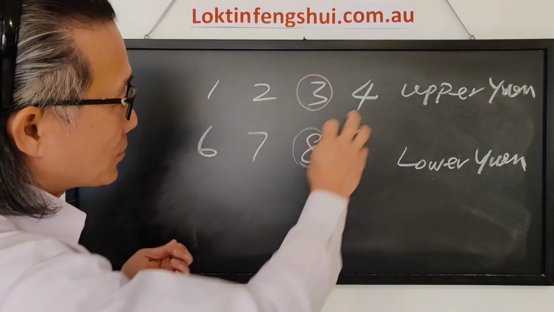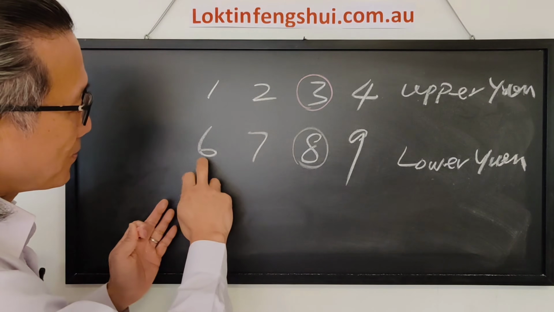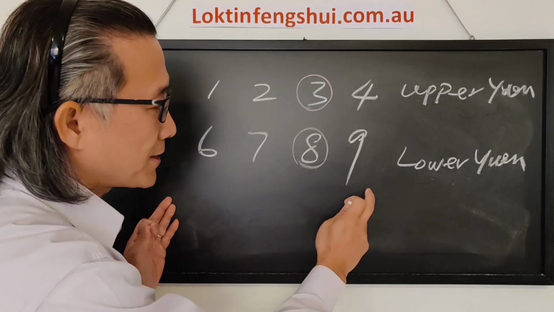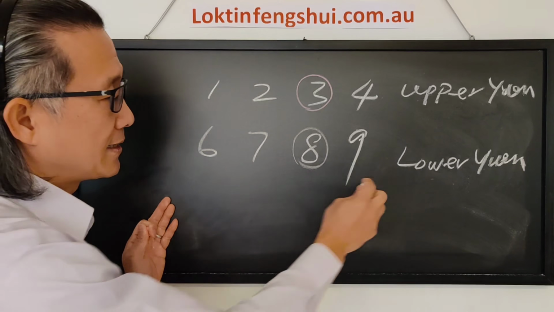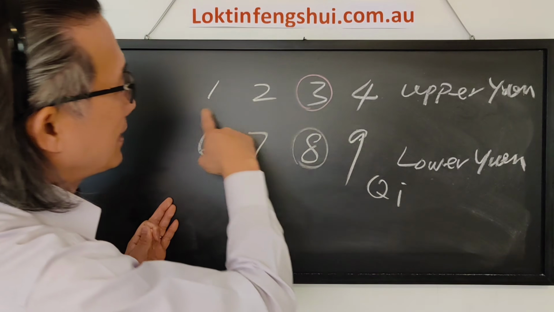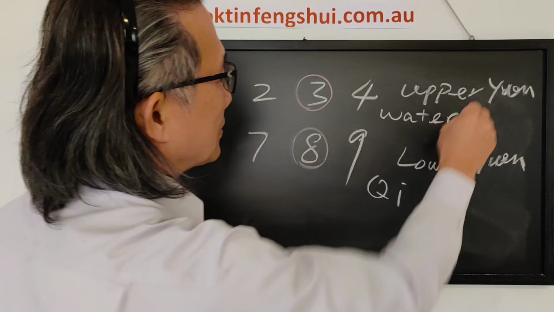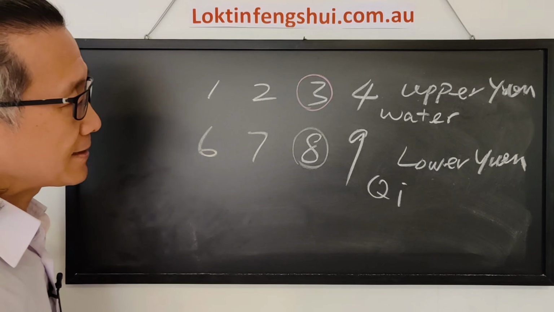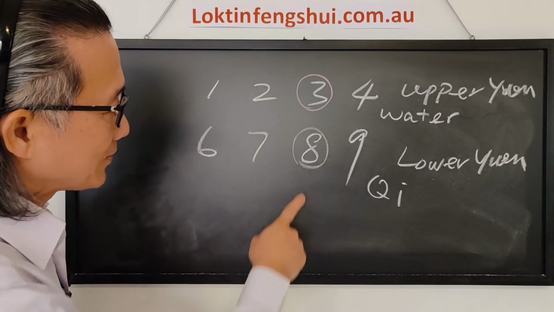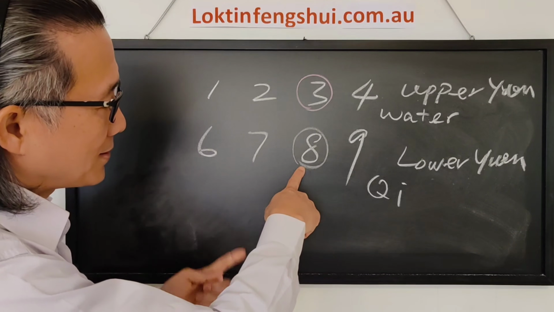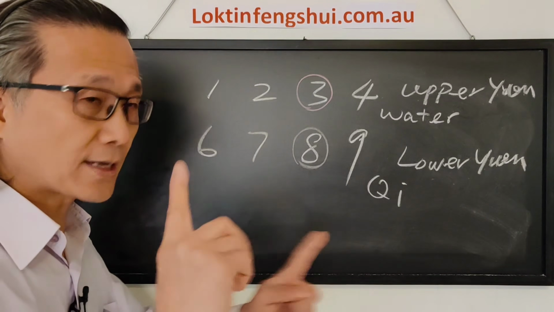Because remember the principle is the timely period, or the timely Yuen, the lower Yuen, we use Qi. So this one we use Qi. And for the untimely, we use water. So let's say your house is facing in period 8, there are 2 things you can do.